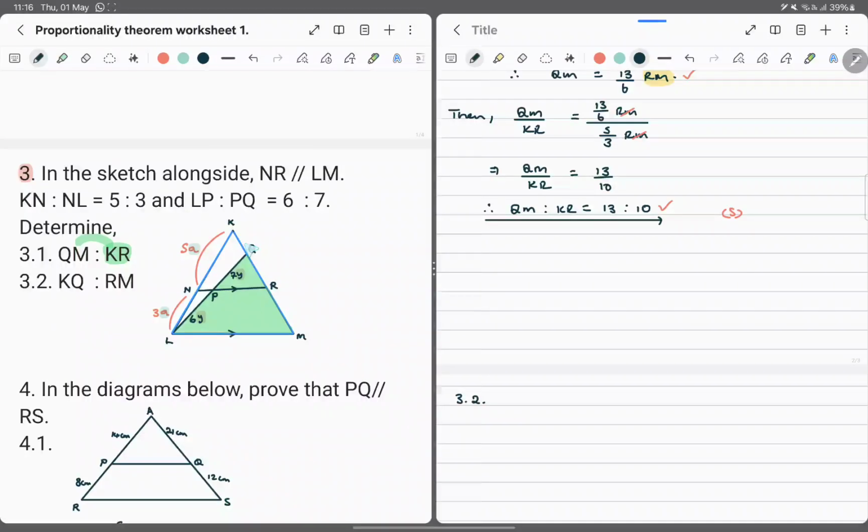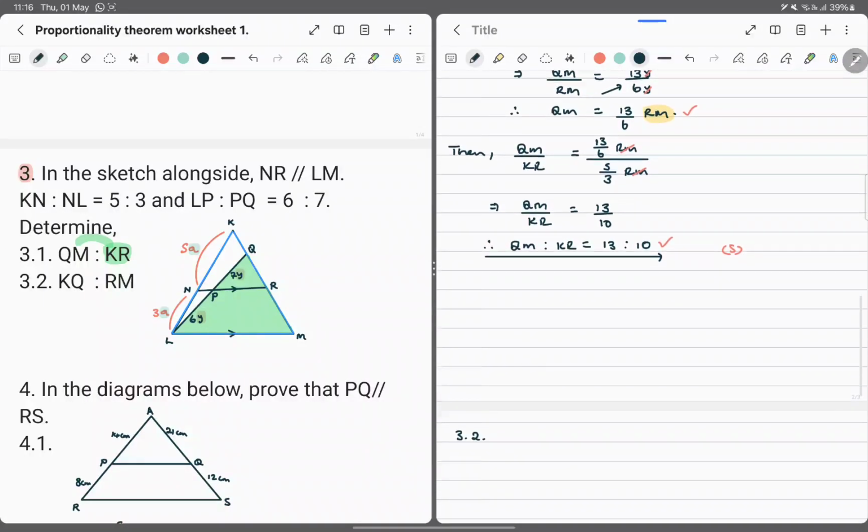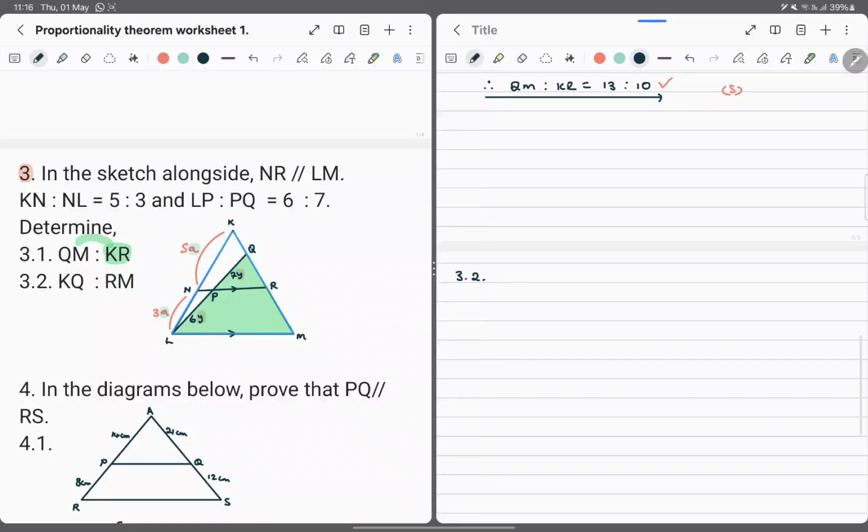Let's look at KQ. KQ is nothing but perhaps KR minus QR. Okay? So we showed KR in terms of RM, which is 5 over 3. Okay, we have it. So if we can show QR in terms of RM, then we'll be able to take the difference and then work it through. So this looks like a plan. So let's have a look. What are we supposed to do?